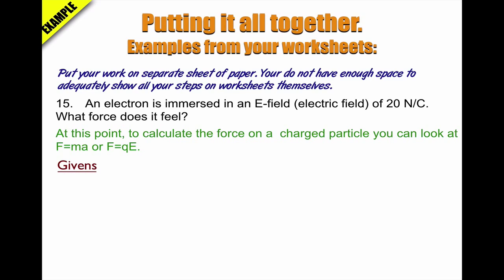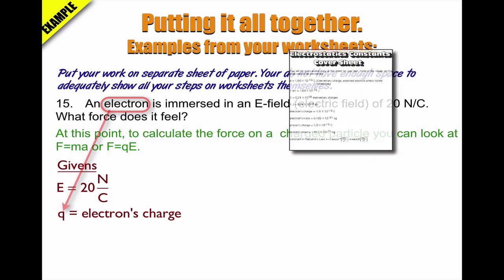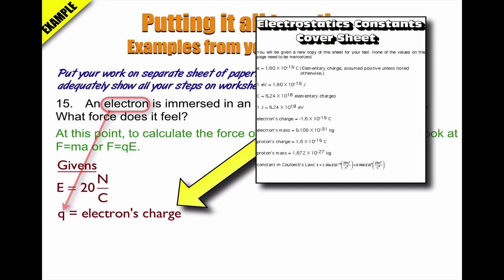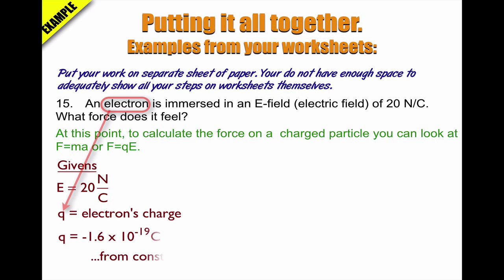So let's take a look at our givens. We know that the electric field is 20 newtons per coulomb, so we had kind of a unit clue that we're looking at an electric field there. And the charge is the charge of an electron, because it tells us it's an electron. Now the charge of an electron we can look up on some kind of constant sheet, or even using Google. We're going to use it as negative 1.6 times 10 to the negative 19 coulombs from a constant sheet.